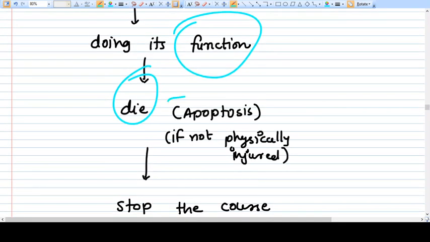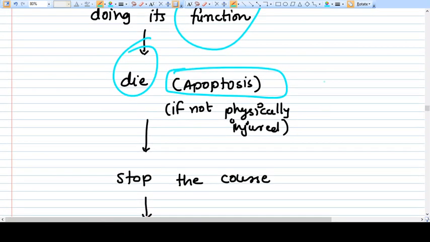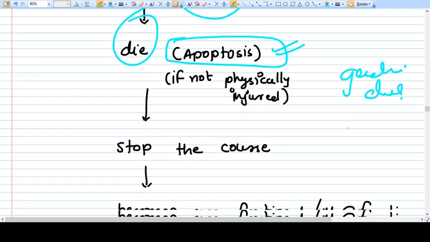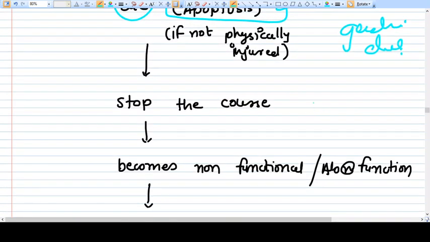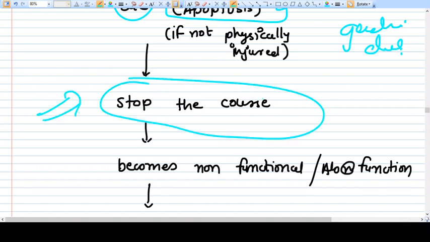Some cells have a programmed cell death, that is apoptosis, which says that at some amount of time the cell should die. So apoptosis is genetically determined death. Okay, but what happens in neoplasia? The cell here stops the course of dying. It just doesn't want to die.